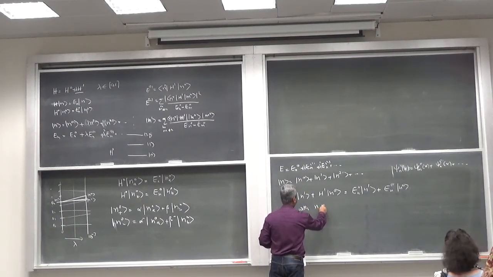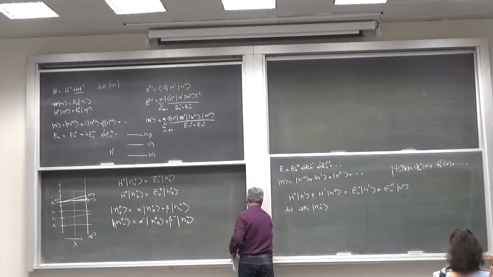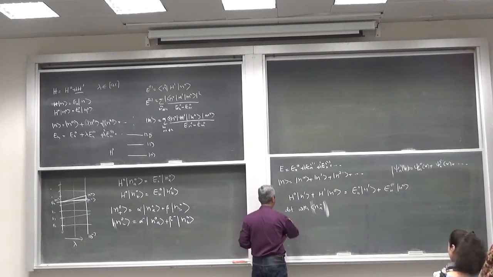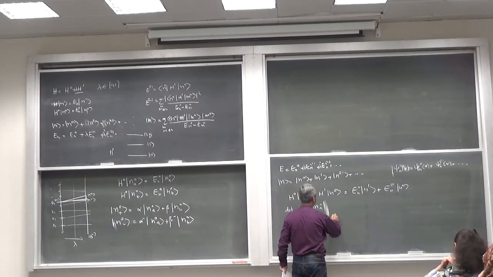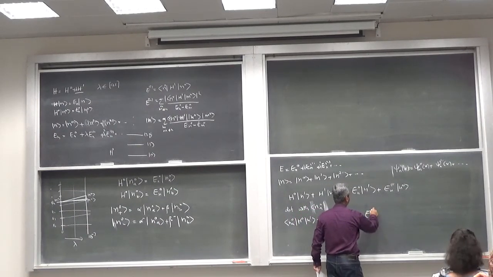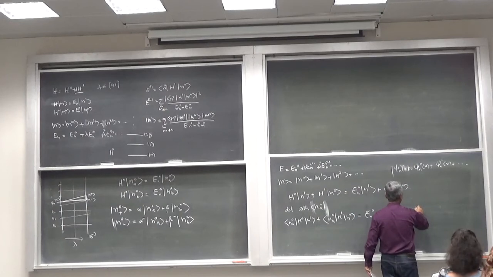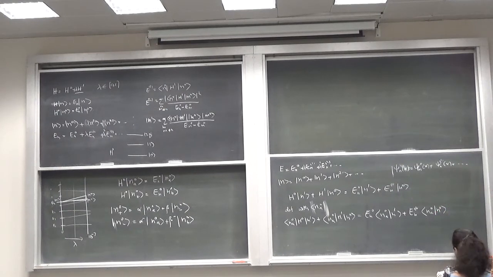Now, take the dot product with n A naught from the left. Then this will become n A naught H naught n1 plus n A naught H1 n0 is equal to E n naught n A naught n1 plus E n1 n A naught n0. Right?